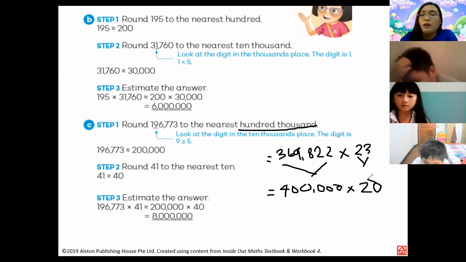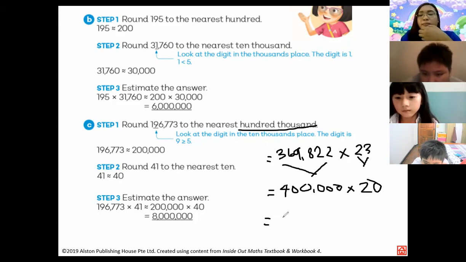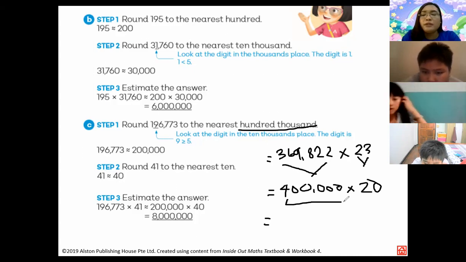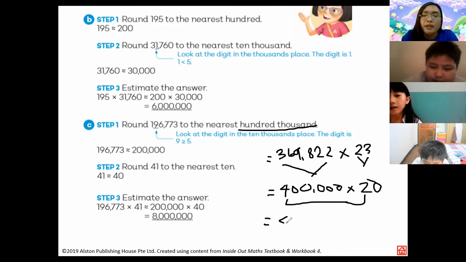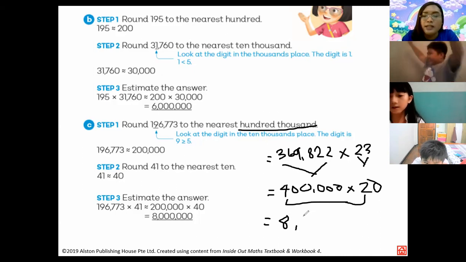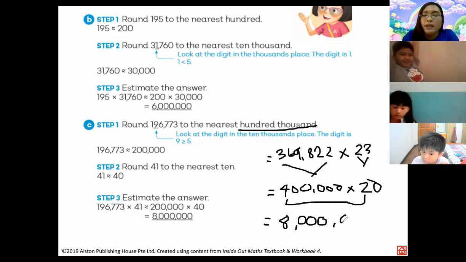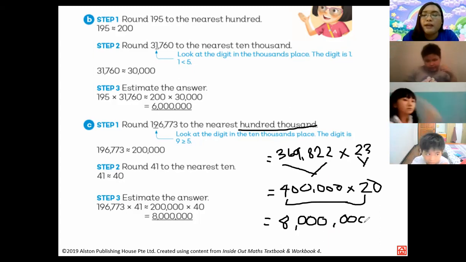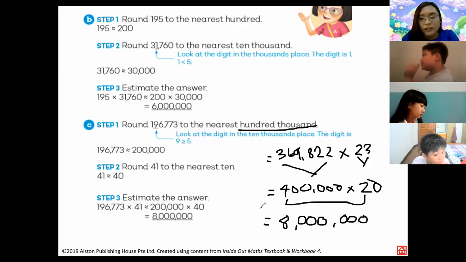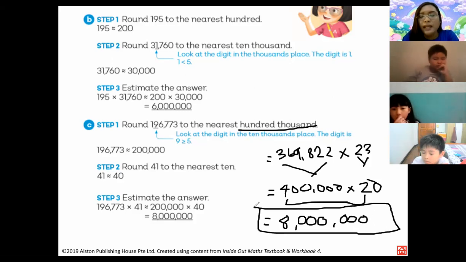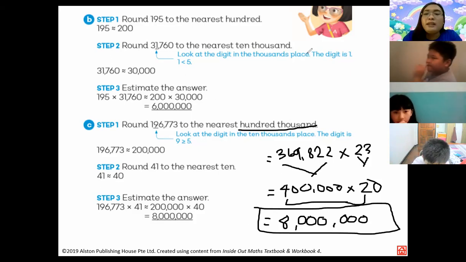All right, so now just multiply 4 by 2. 8. And how many zeros? There are 6 zeros. 1, 2, 3, 4, 5, and 6. So the answer for this example is 8 million. All right, another example, class.